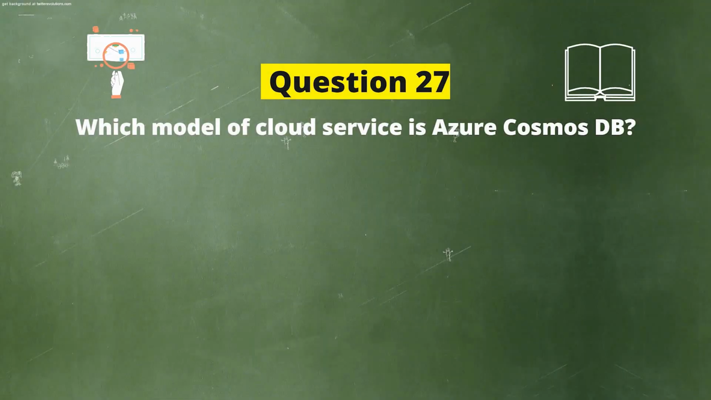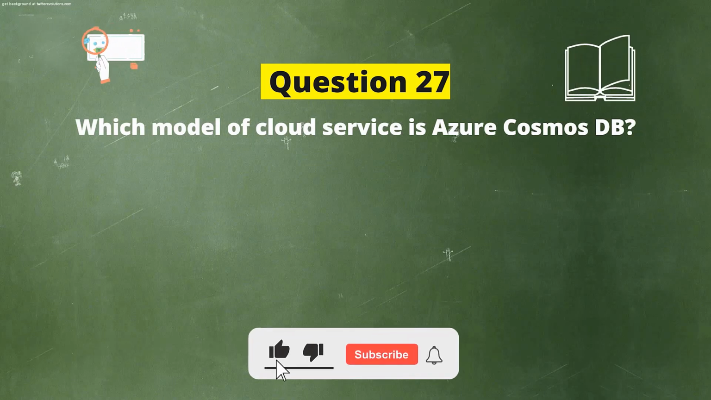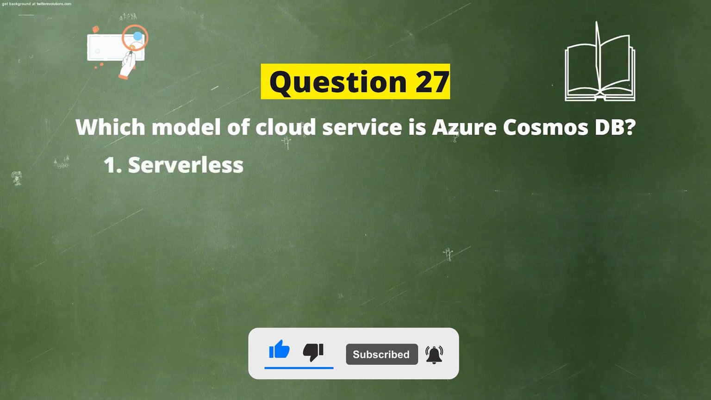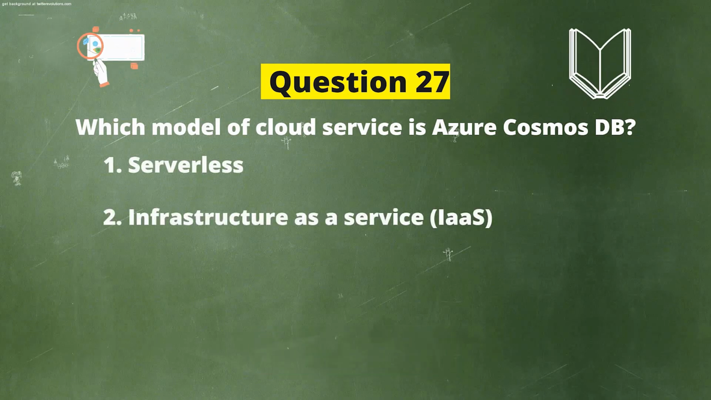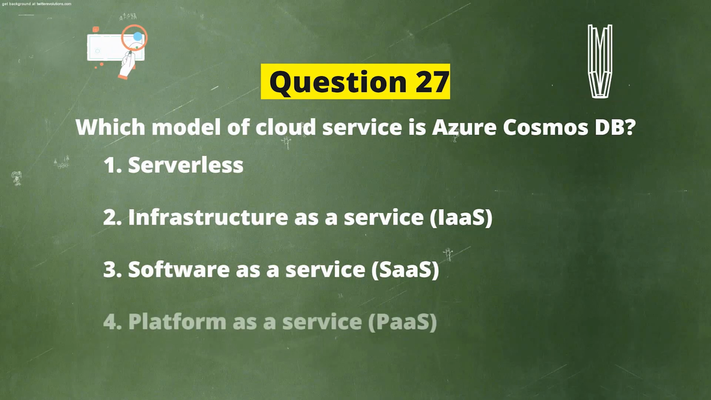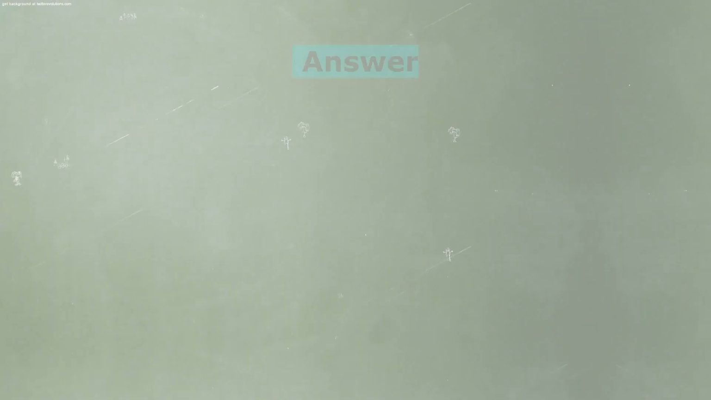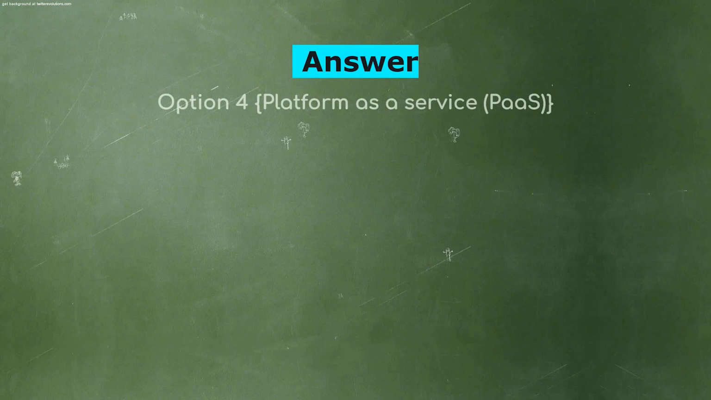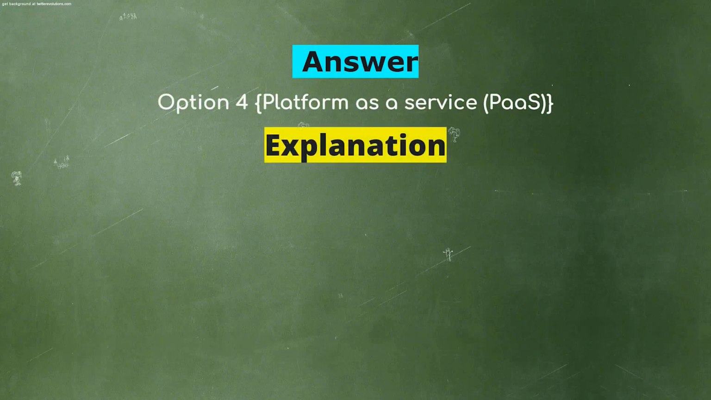Next question. Which model of cloud service is Azure Cosmos DB? And the options are: 1. Serverless, 2. Infrastructure as a service, 3. Software as a service, 4. Platform as a service. And the correct answer is option 4. Platform as a service.